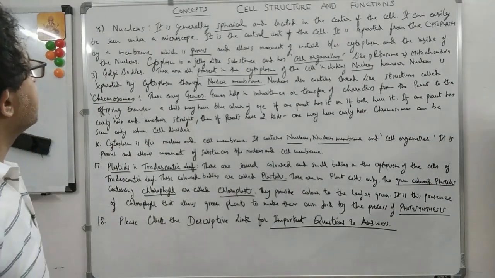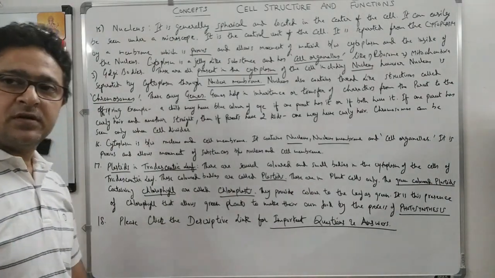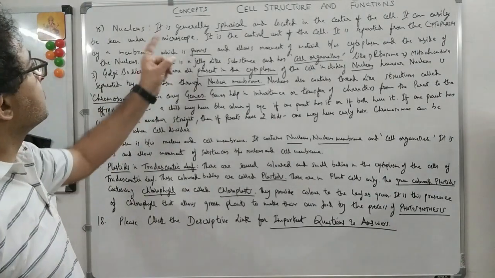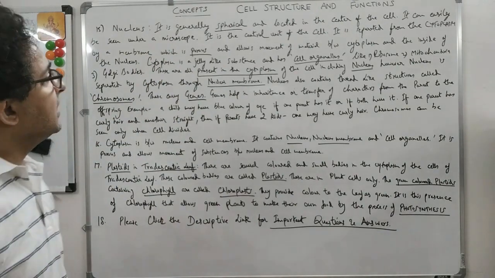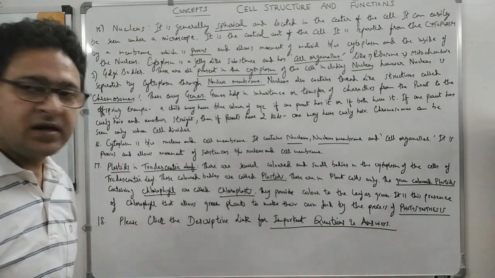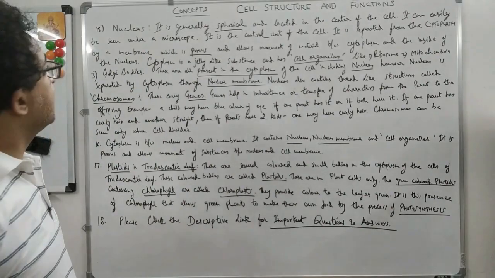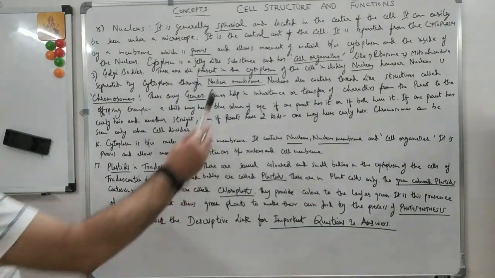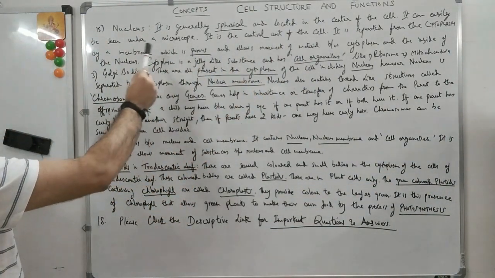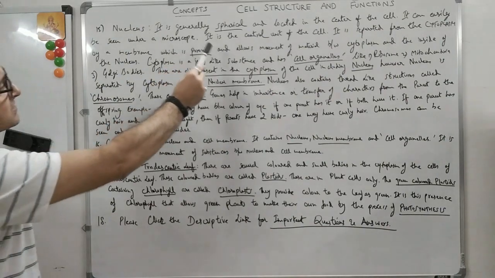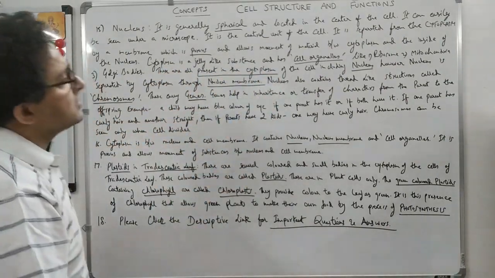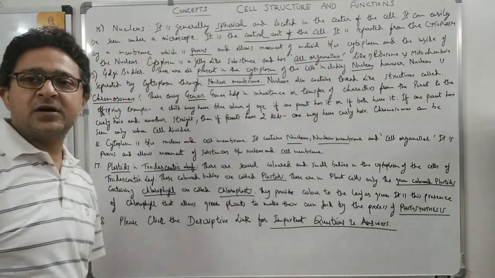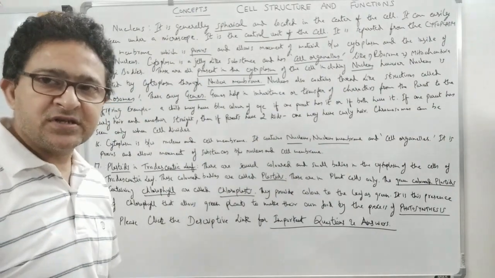Nucleus. As I was mentioning in the previous part, the nucleus is an important component of the cell. It is generally spherical and located in the center of the cell. It can easily be seen under a microscope. It is the control unit of the cell. Just like a CPU is the control unit of the computer, so the nucleus is the control unit of the cell.